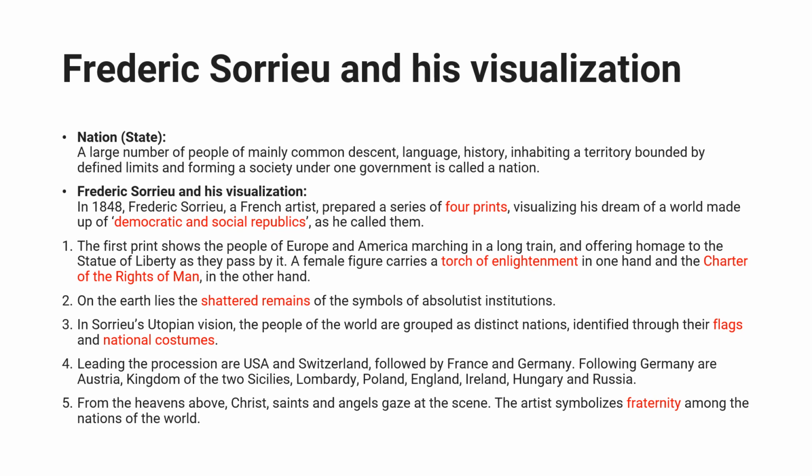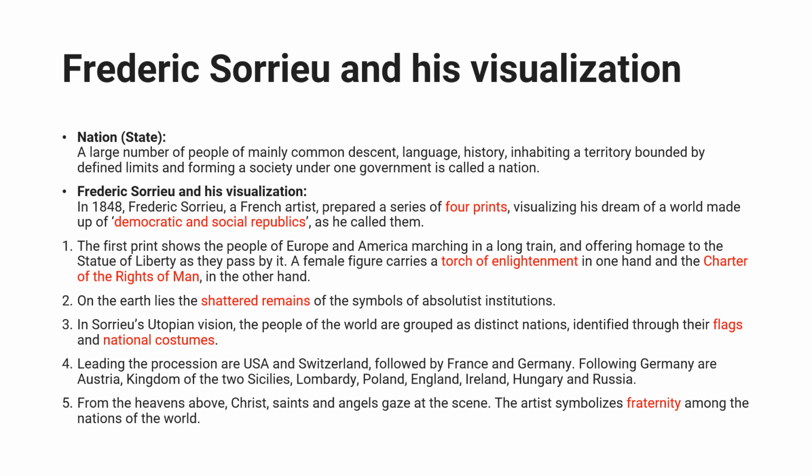Frederick Sorrieu and his visualization. Nation: a large number of people of mainly common descent, language, and history, inhabiting a territory bounded by defined limits and forming a society under one government, is called a nation.